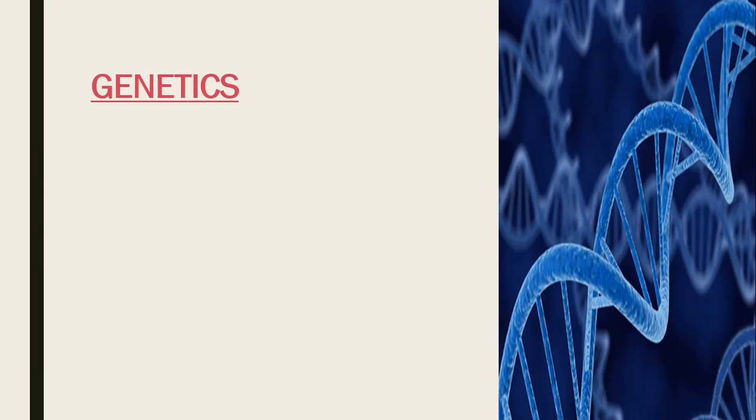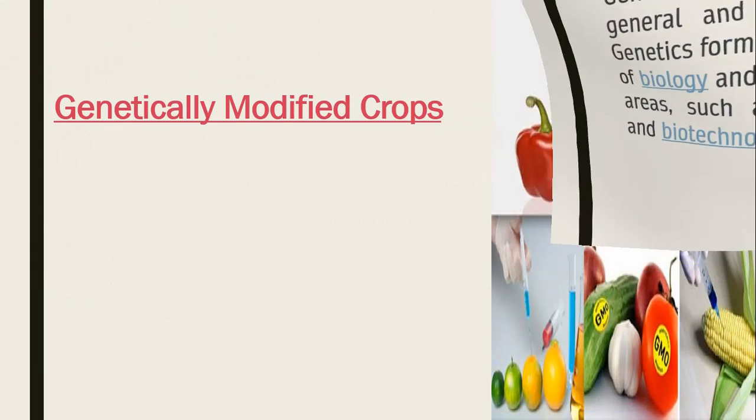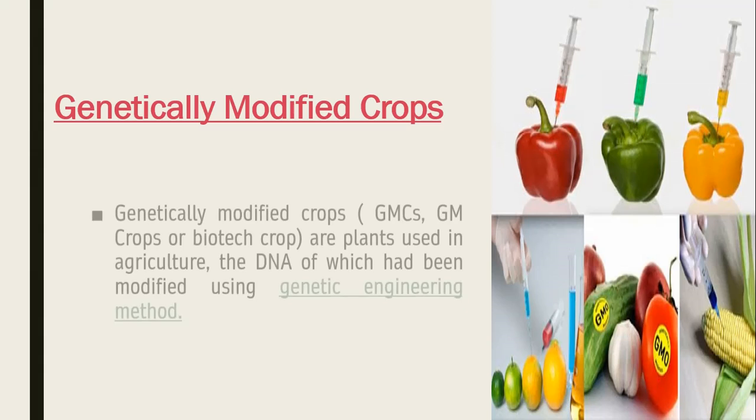But before moving forward, what does the term genetics mean? Genetics is the study of heredity in general and of genes in particular. Genetics forms one of the central pillars of biology and overlaps with many other areas such as agriculture, medicine, and biotechnology. What are genetically modified crops?